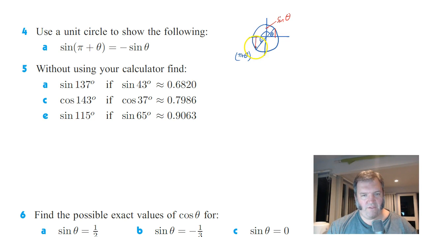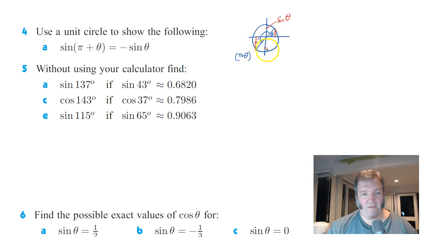Remember that triangle is now spun around when I've added pi radians to it, so I've rotated it around pi. It's the same size though, isn't it? But it's in the negative direction. So when I add pi, I end up in a negative quadrant. Instead, if it was positive, I end up negative. So show the following. Show that sine of pi plus theta equals negative sine theta.